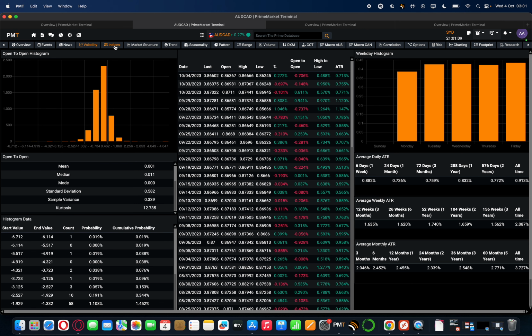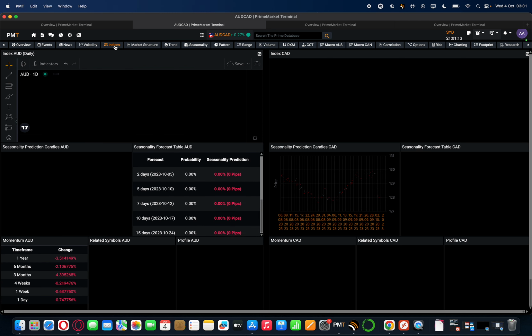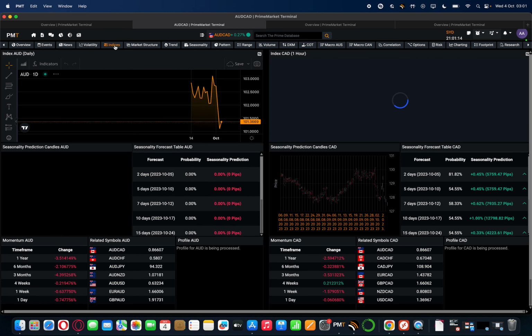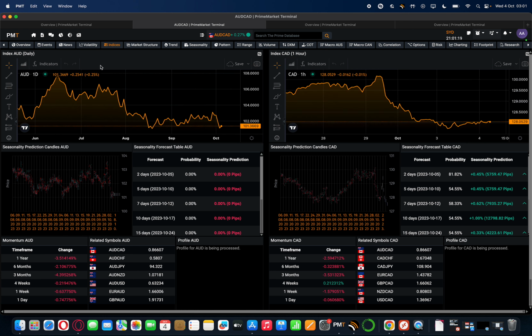You can check about that. I don't use this tool. We have the indices. The indices is also showing you momentum, and I basically don't use this part. I'm not going to talk about this part in this video.